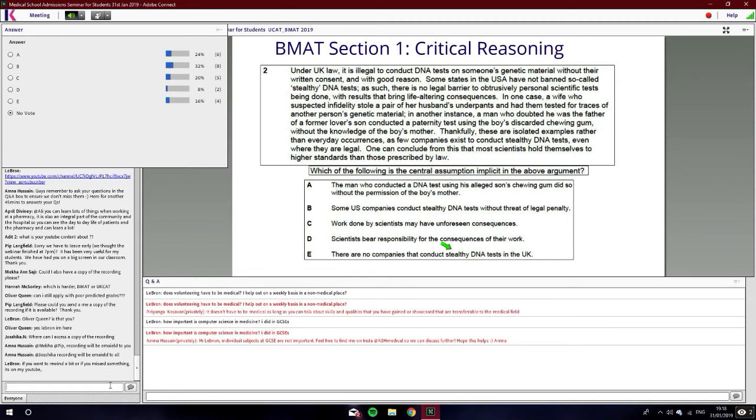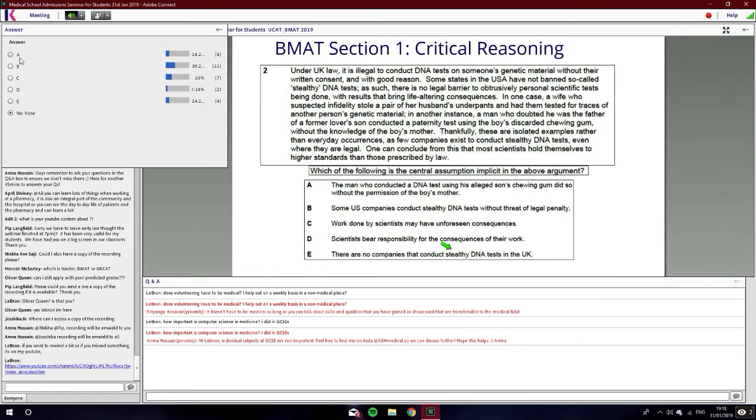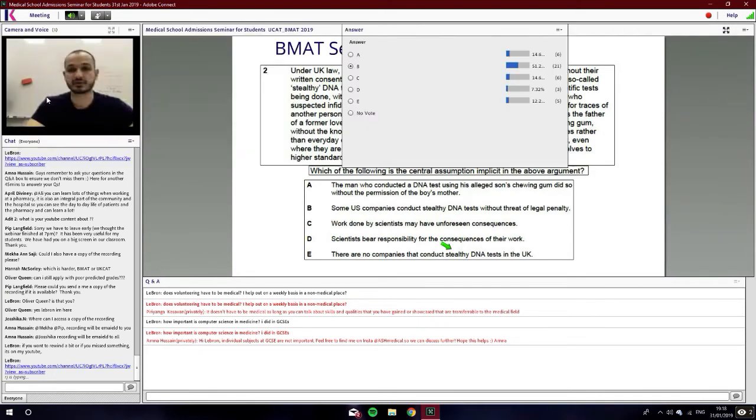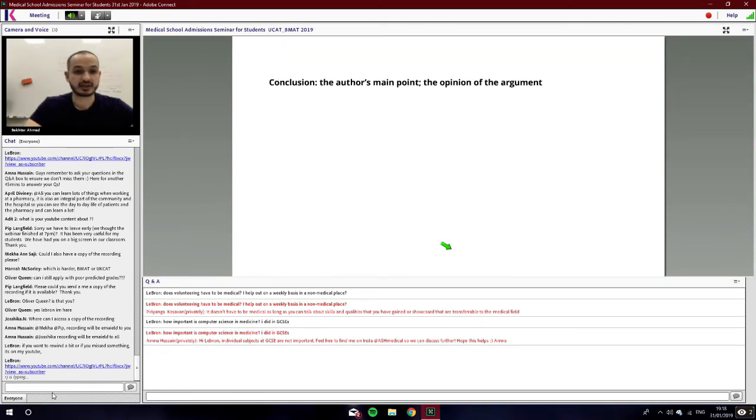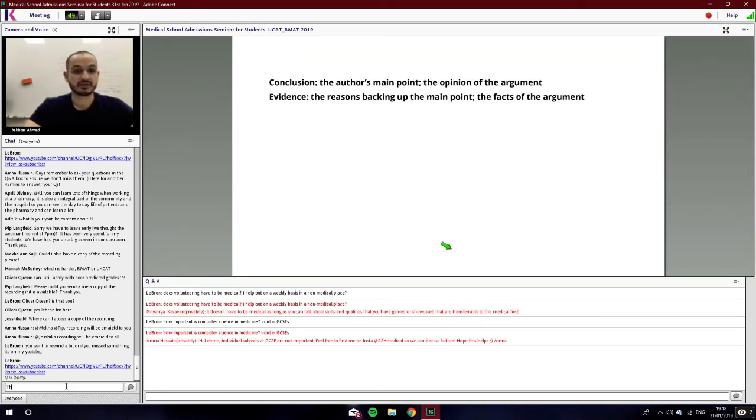Which of the following is a central assumption implicit in the above argument? This is the kind of question which looks at the assumption. Let's talk a bit about what the assumption is. We can do that through a simple equation in a way. Let me bring up the equation. There it is. Let's talk about these 3 terms.